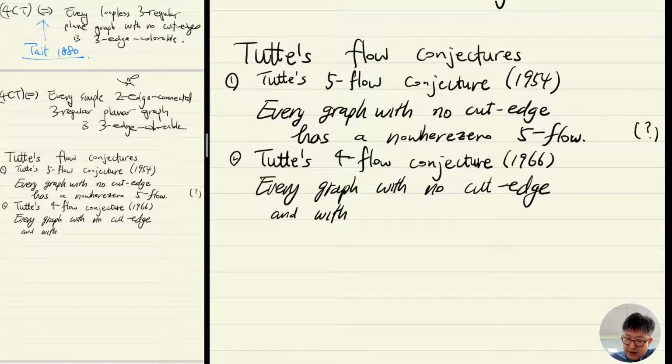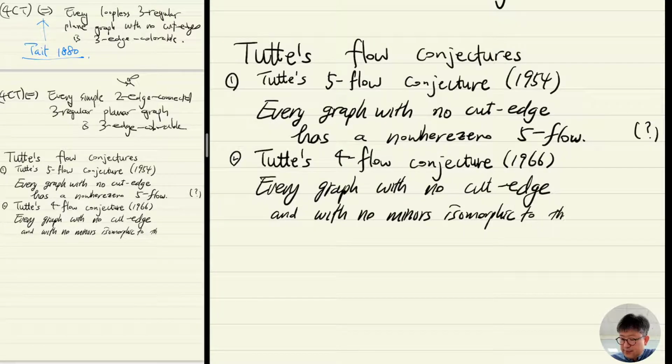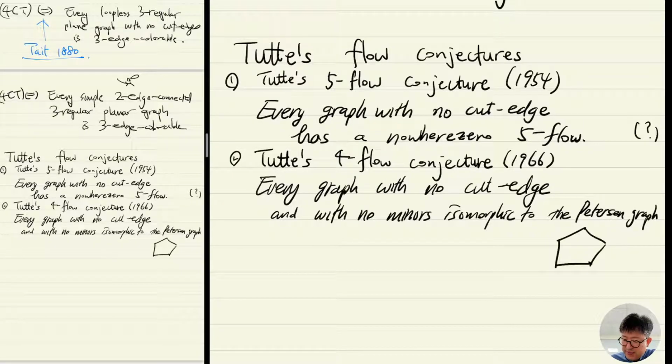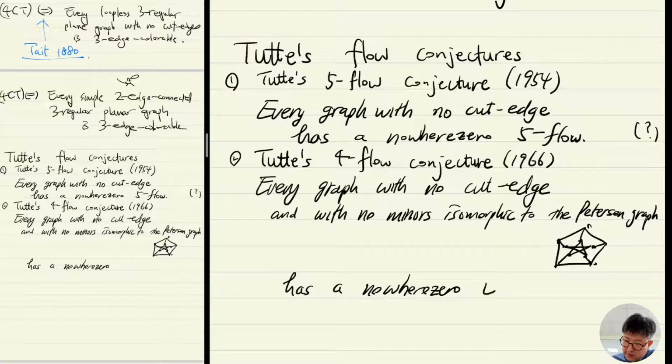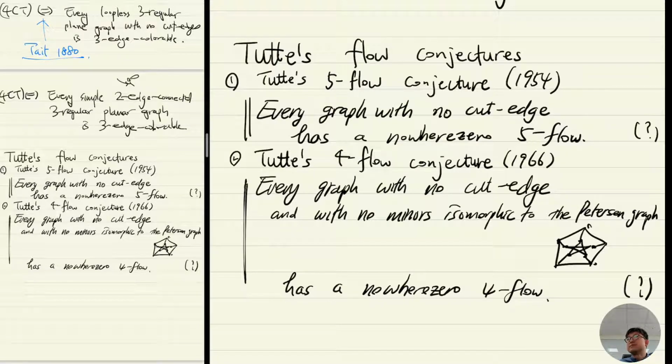And with no minor isomorphic to the Petersen graph, so the Petersen graph is the graph that looks like this. It's a 10-vertex graph. You may have seen it from homeworks. Has a nowhere-zero 4-flow. Again, this is a very strong conjecture.